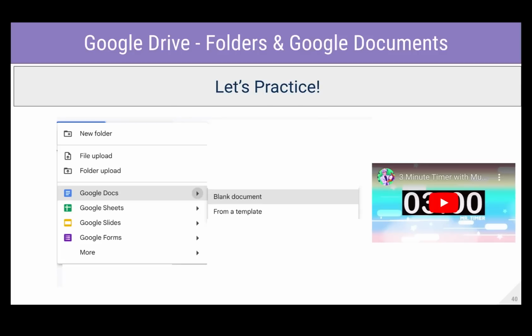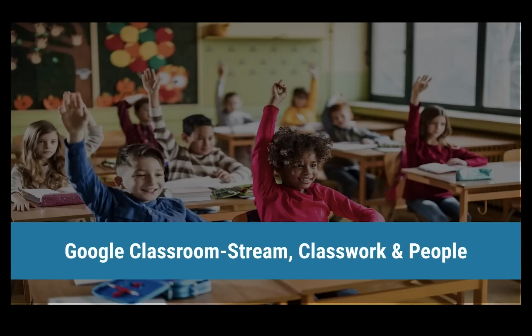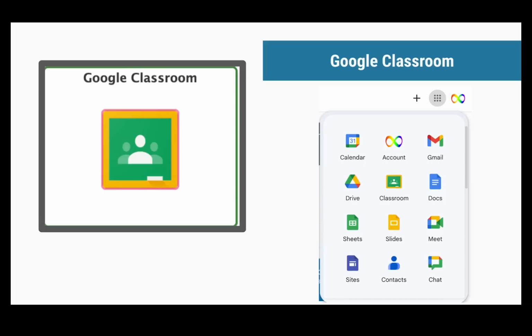Thank you for practicing creating a Google document and also titling that Google document. Next, we are going to go through Google Classroom, including Stream, Classwork, and People. Google Classroom can be accessed from either your Hollywood Squares or in your Google Workspace. You can access from the Google Apps icon, which you can see with the square with dots, and you will also see the Google Classroom icon. Click on that to access the Google Classroom you want to view.